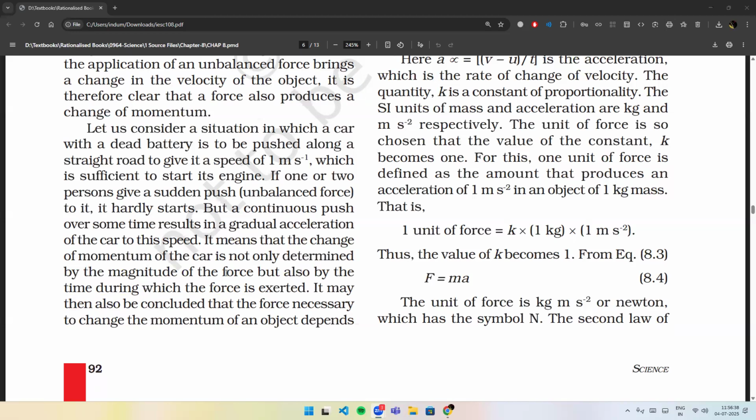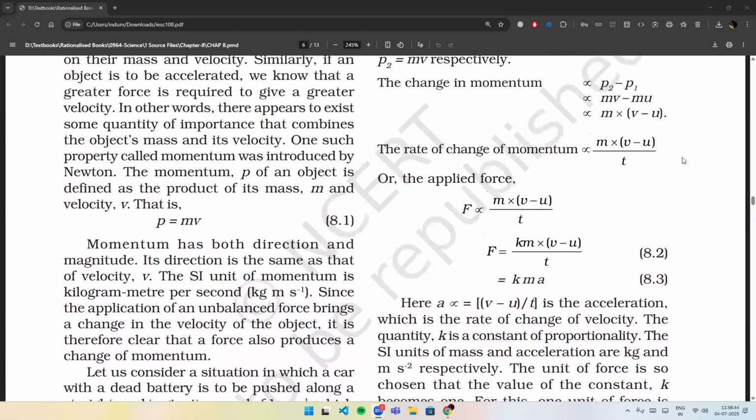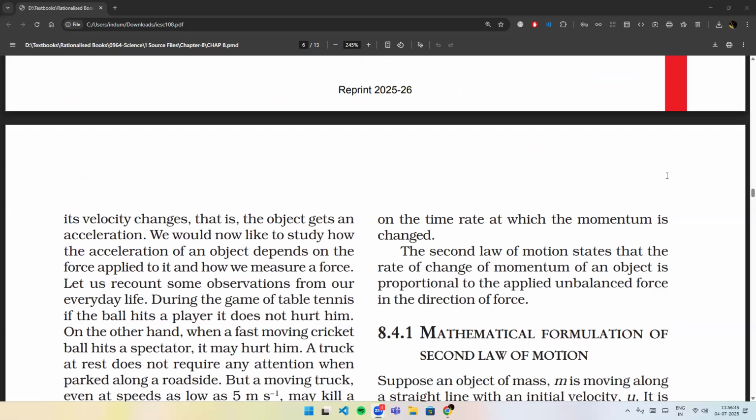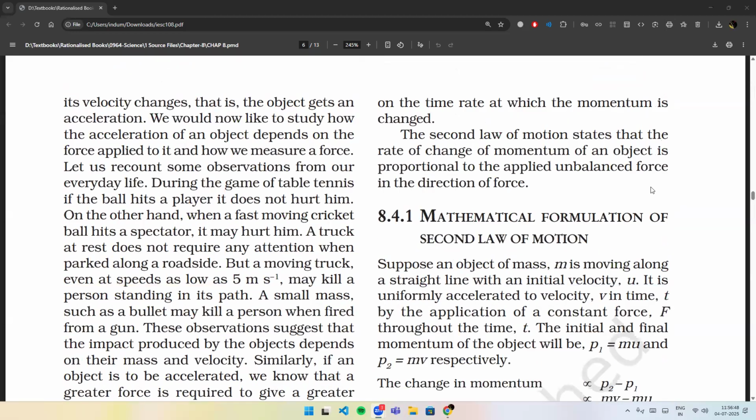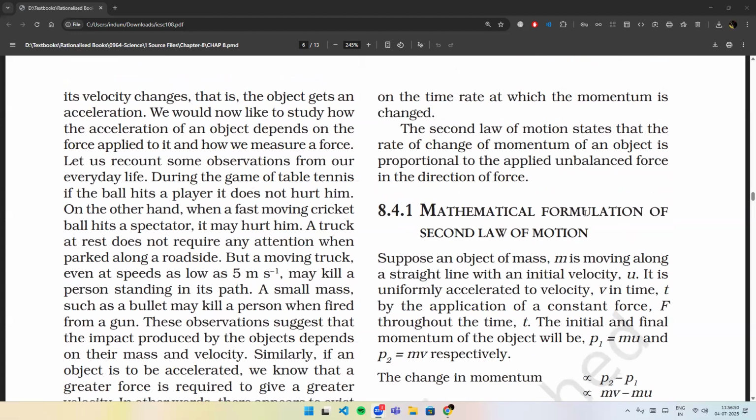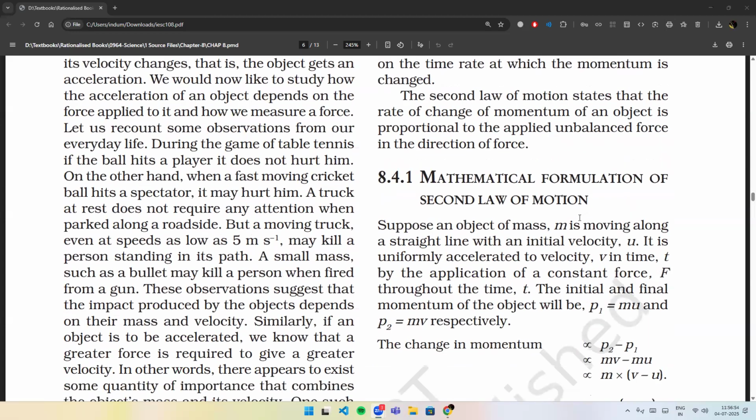It may then also be concluded that the force necessary to change the momentum of an object depends on the time rate at which the momentum is changed. The second law of motion states that the rate of change of momentum of an object is proportional to the applied unbalanced force in the direction of force. Mathematical formulation of second law of motion.